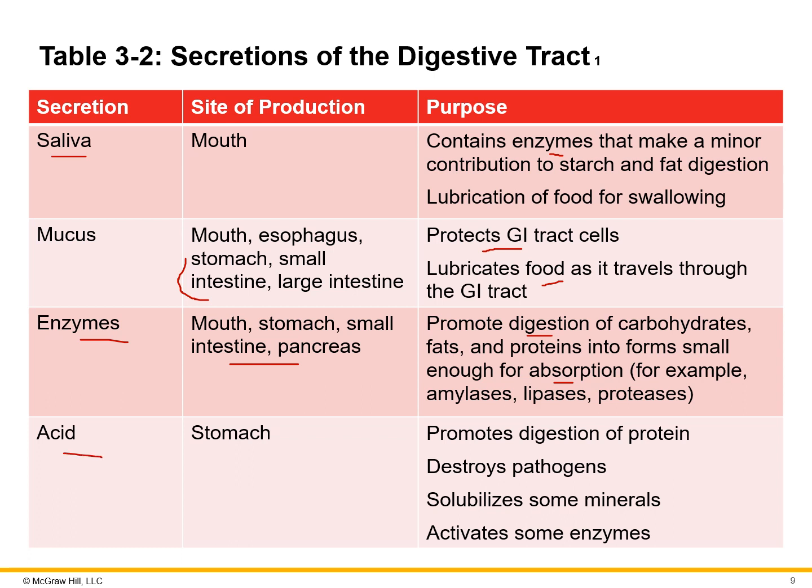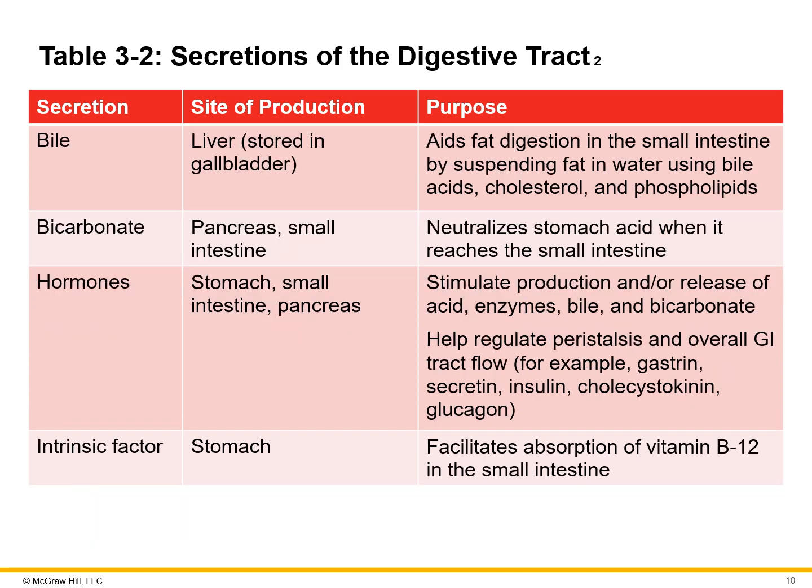And then, of course, the stomach acid that's released helps break down food, but it also gets rid of pathogens or microbes to help our immune system. Some minerals get solubilized there at the lower pHs, and it can actually activate some enzymes. The bile that gets released by the liver that's stored in the gallbladder, this mainly helps with fat digestion. So people with gallbladder issues often have a hard time digesting fatty foods. Bicarbonate gets secreted by the pancreas and small intestine. That helps neutralize the stomach acidity.